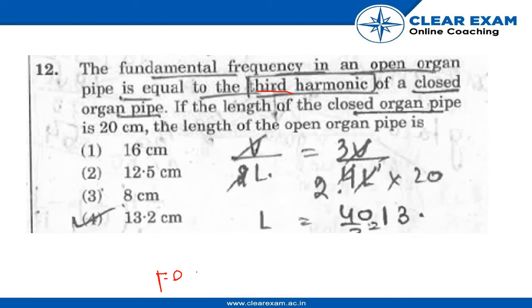equals to small v by 2L1, and for the closed organ pipe F3 is 3V upon 4L2.